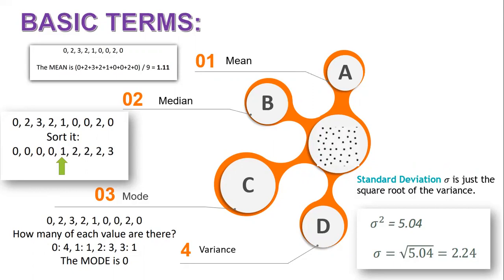Variance is the expectation of the squared deviation of a random variable from its mean. Informally, it measures how far a set of numbers is spread out from their average value. Standard deviation is the square root of variance.